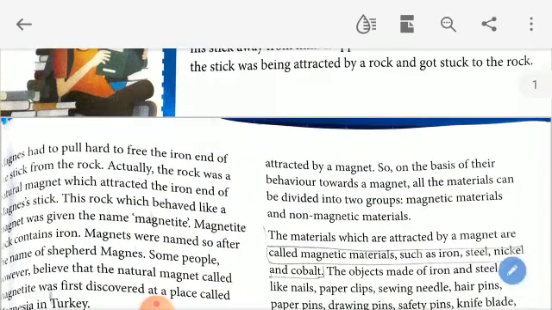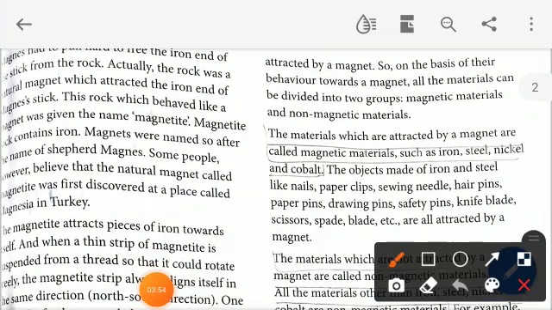Actually, the rock was a natural magnet, which attracted the iron end of the stick. This rock, which behaved like a magnet, was given the name magnetite. Magnetite rock contains iron.